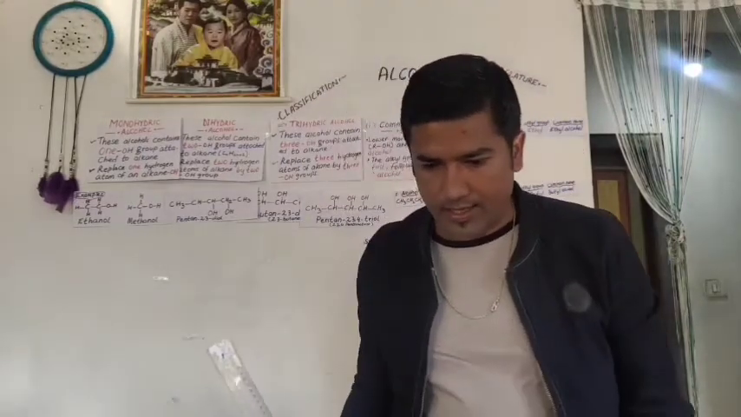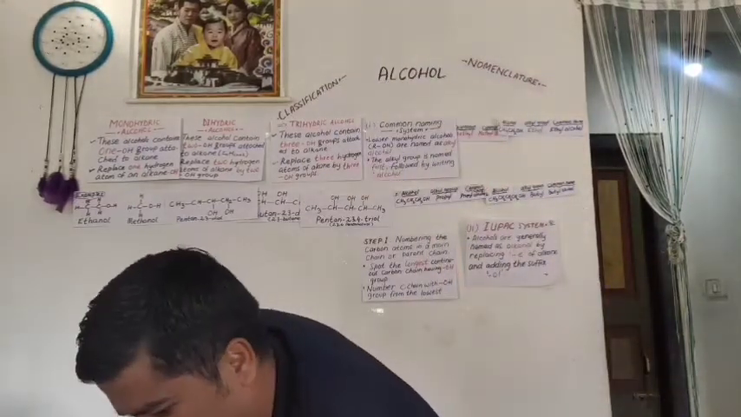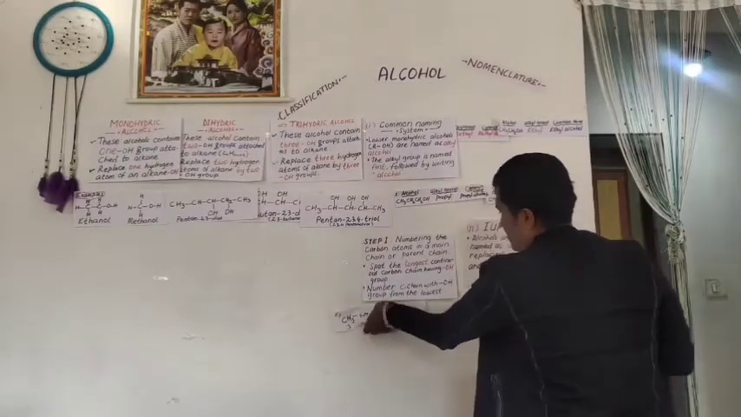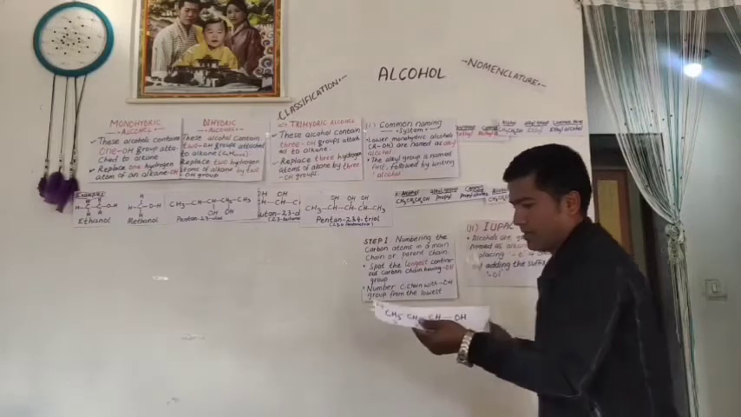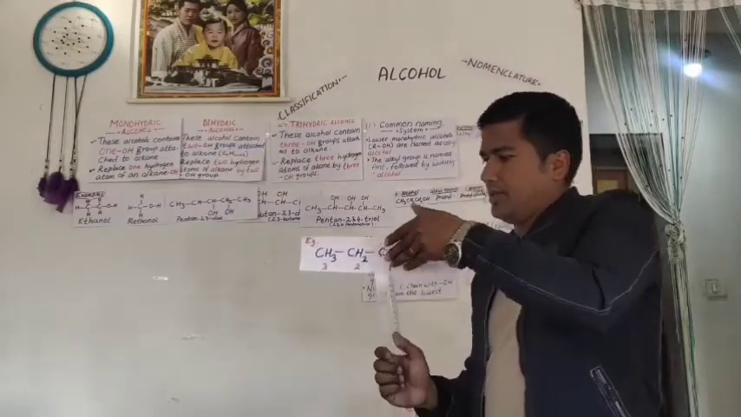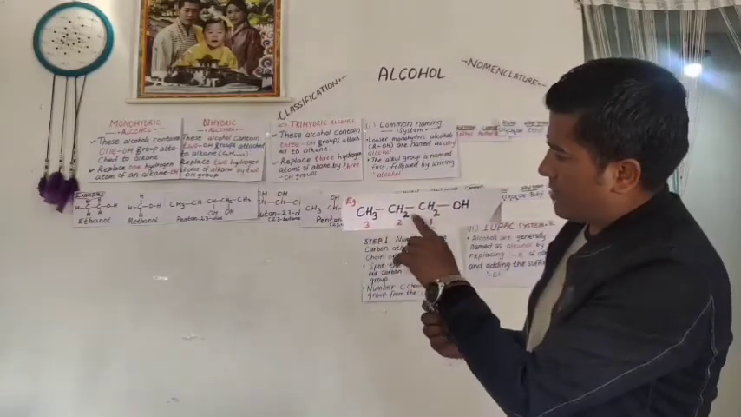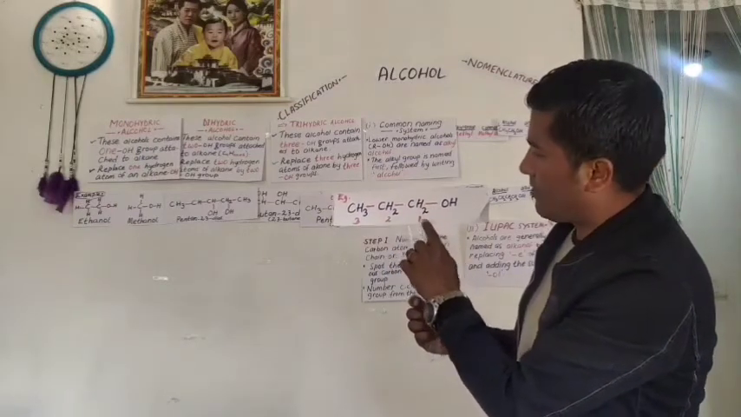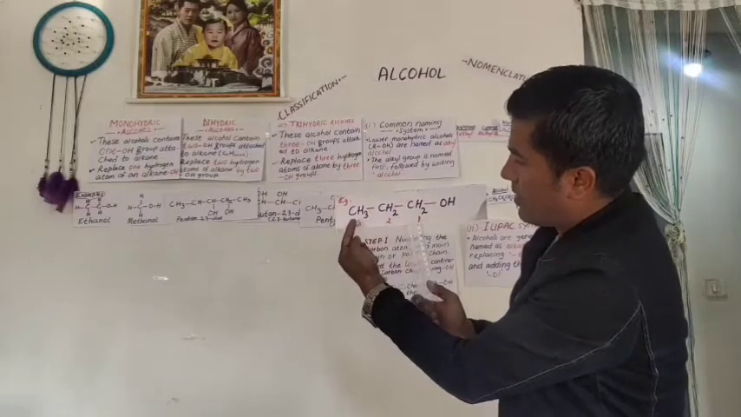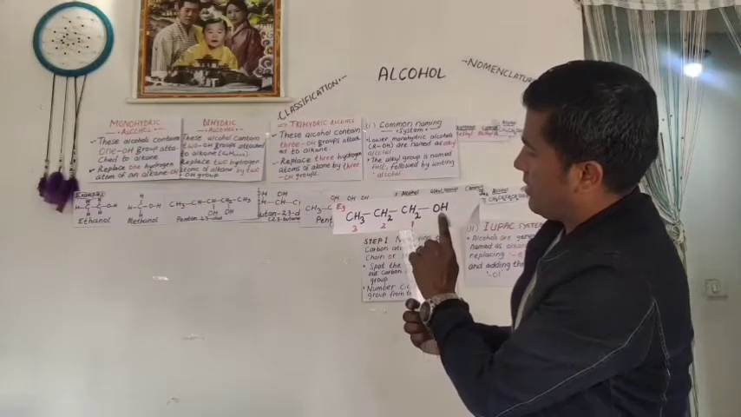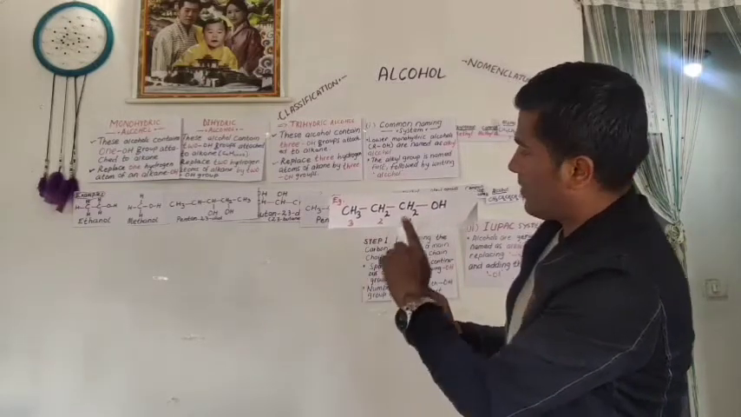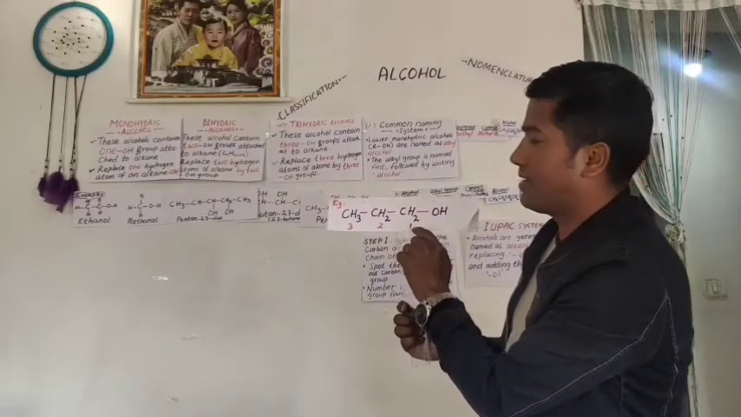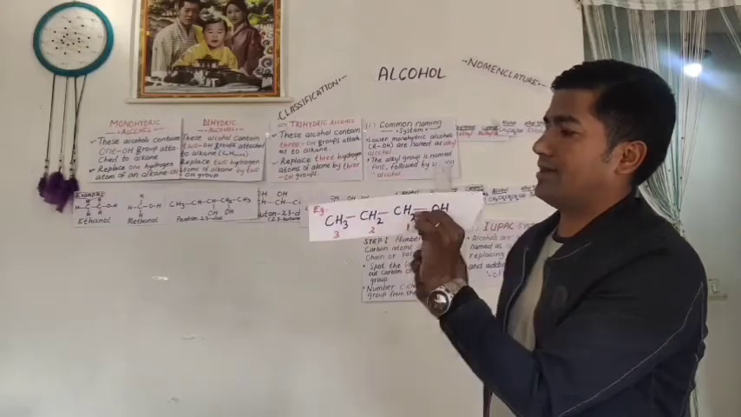Then let's look at step 2. For example, when you are numbering, I'll show you first here: CH3, CH2, CH2, OH. This becomes the carbon chain. Now we number it 1, 2, 3, not 1, 2, 3 from the other side. Why? Because if you number from this side, the OH gets the lowest number. That is the main trick here.